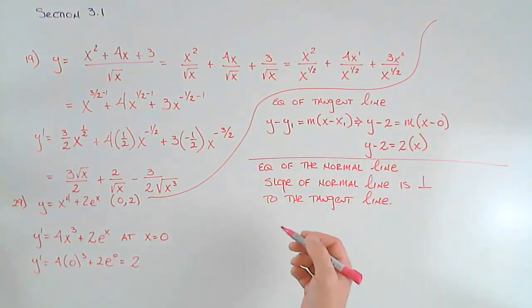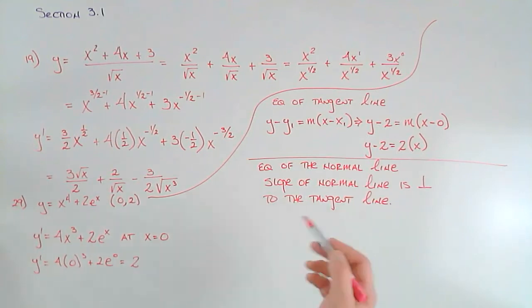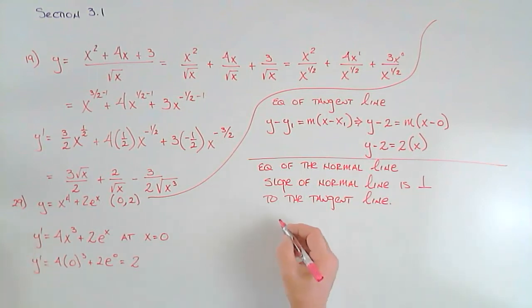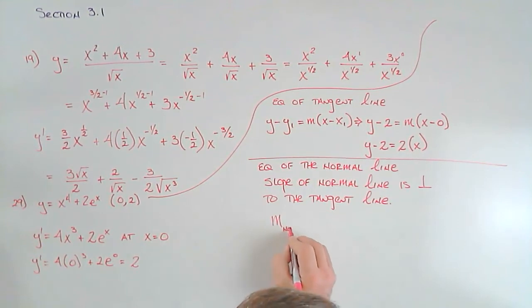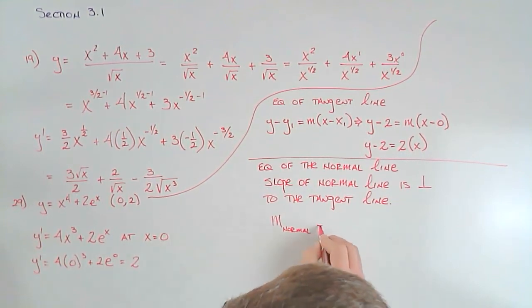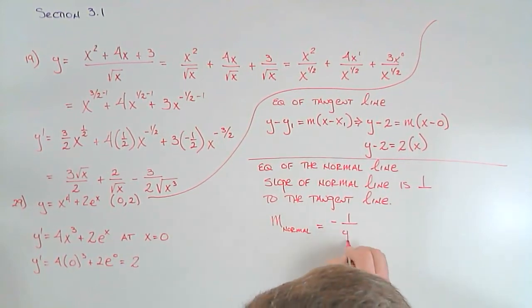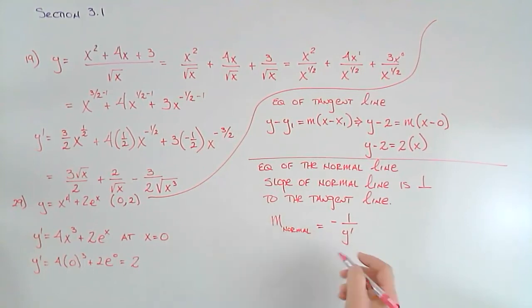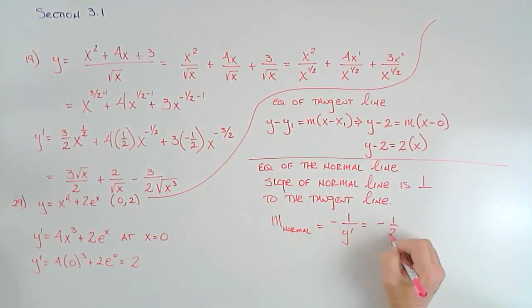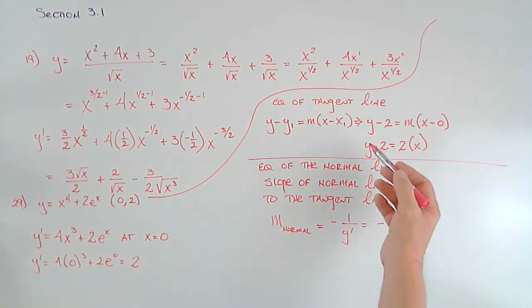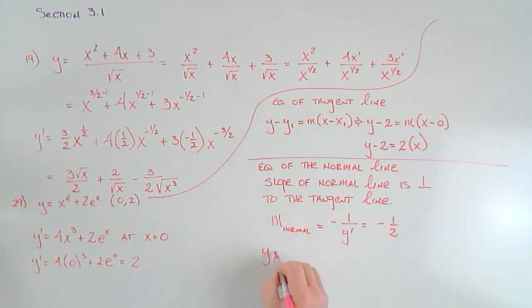But what does that mean? That means it's perpendicular, negative reciprocal, right? Remember that from algebra? Parallel, same slope, perpendicular, negative reciprocal. So the slope of the normal line is equal to the reciprocal of the slope of the tangent line times negative 1. So for us, that's going to be negative 1/2. So the equation of our normal line is going to be y minus 2 equals negative 1/2 times x minus 0. Okay. That's how we do 29.